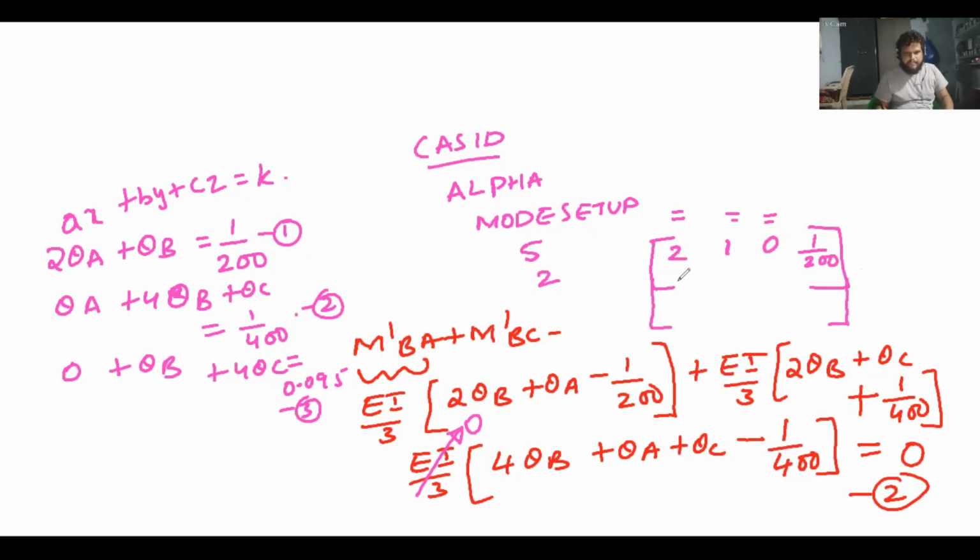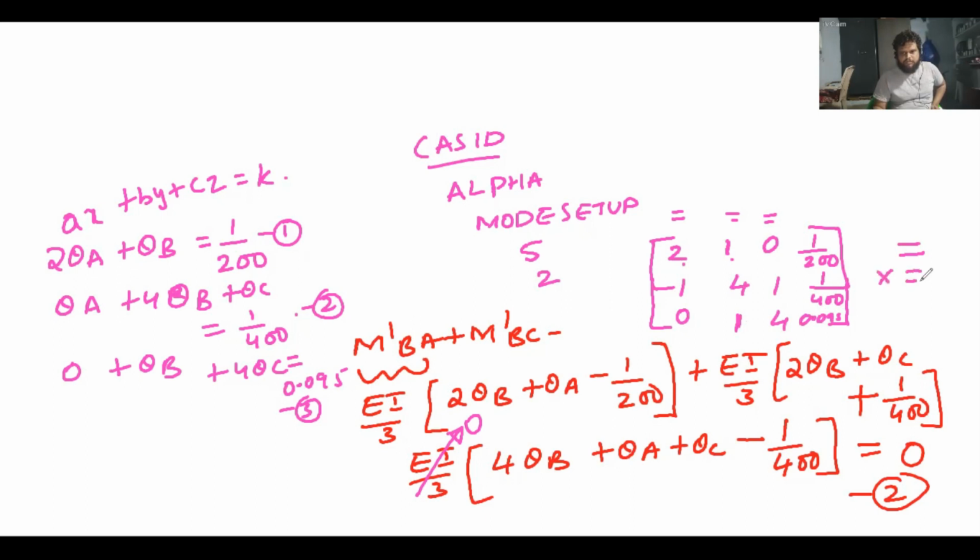Similarly, in the second row, that is 1, press equal to, next 4, next 1, next 1 by 400. This is the second row. Whenever you are giving a value, you have to press enter so that it takes you to the next element. Next one is 0, 1, 4, minus 0.095. If you take minus 0.095 to the other side, it will become plus 0.095.